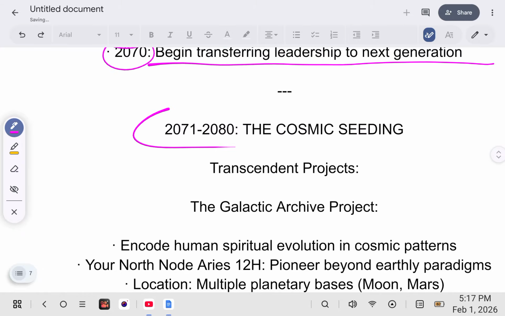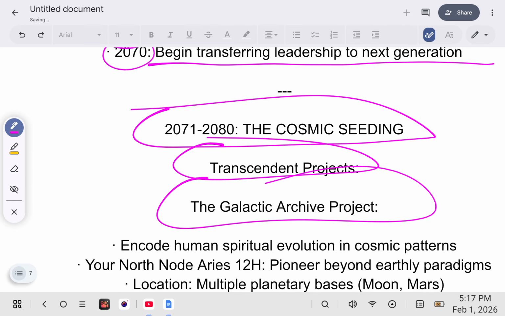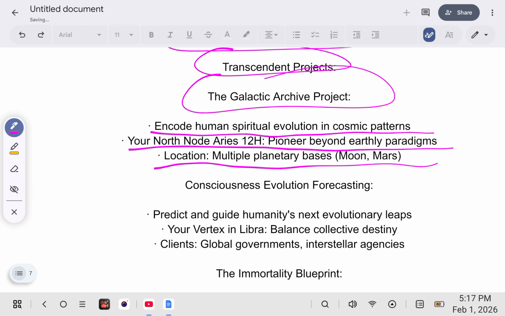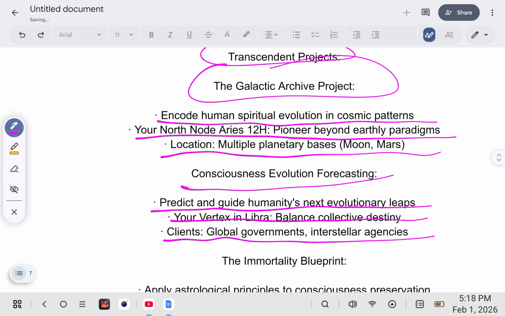So 2071 through 2080, the Cosmic Seeding Transcendent Projects. The Galactic Archive Project, where we encode human spiritual evolution and cosmic patterns. My North Node Aries, 12th house, pioneer beyond earthly paradigms. Location, multiple planetary bases, the Moon and Mars. Consciousness evolution forecasting, we predict and guide humanity's next evolutionary leaps. The vertex I have is in Libra, and it balances collective destiny. Clients are global governments, interstellar agencies.